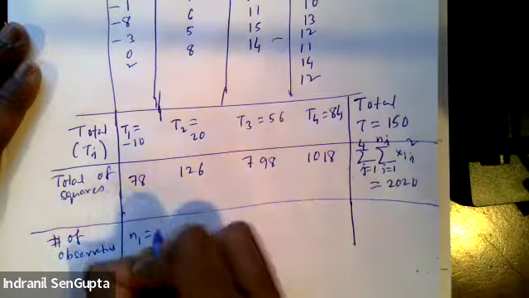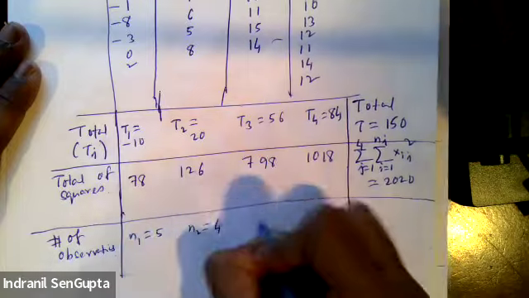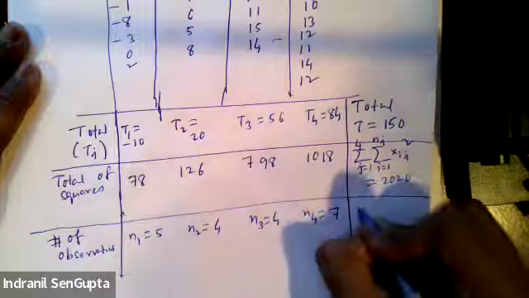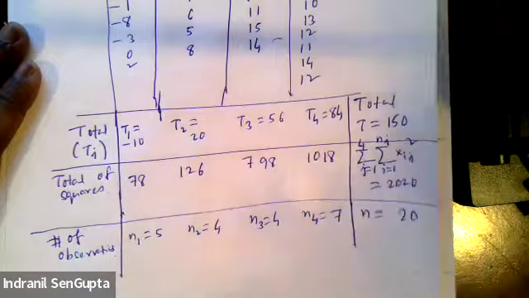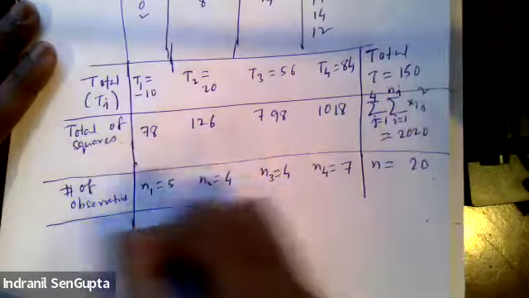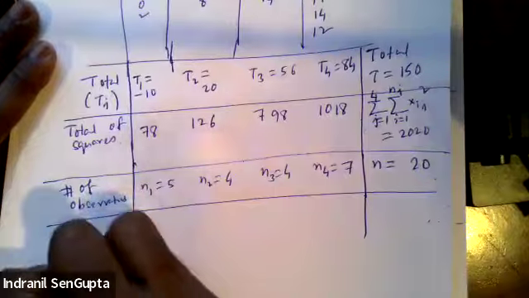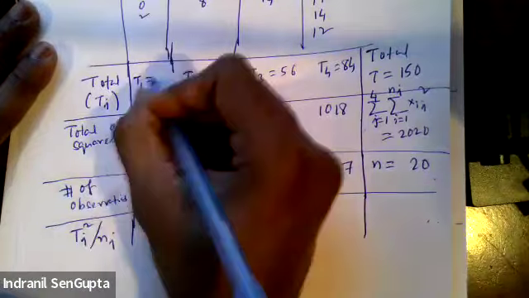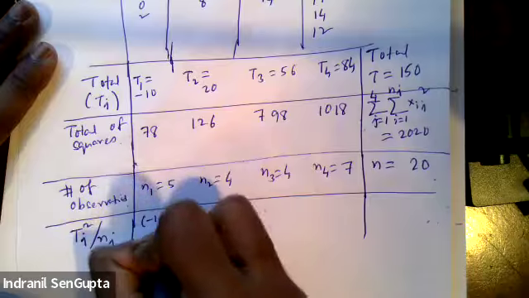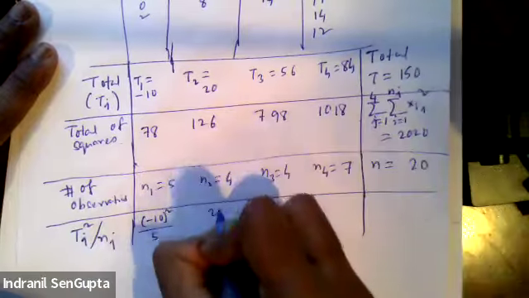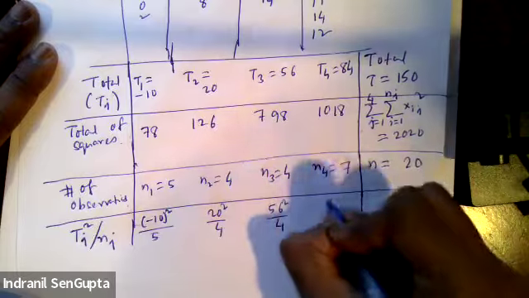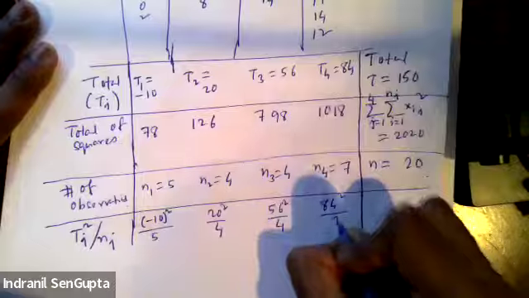So N1 is 5, N2 is 4, N3 is 4, N4 is 7. So total N is 20. And finally, I'll be computing Tj squared over Nj. So Nj's are here, Tj's here. So it's T1 squared over, so it's minus 10 squared over 5. Here is 20 squared over 4. Here it's 56 squared over 4. And here is 84 squared over 7.